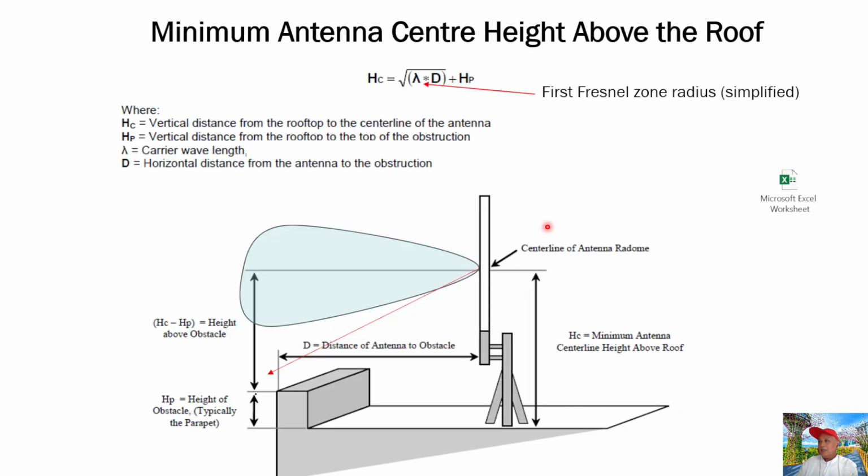least the first Fresnel zone. So this one here is a simplified formula to calculate the first Fresnel zone radius, and then the HP is the height of the obstacle. So you can see the HC antenna height on rooftop is related to the first Fresnel zone radius, to the height of the obstacle, and then related to the distance to the obstacle's edge also.